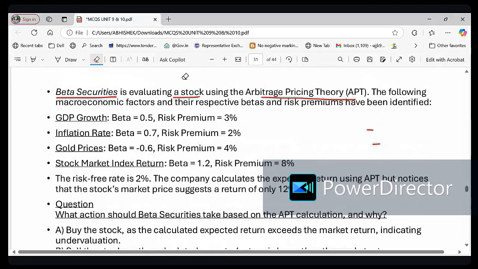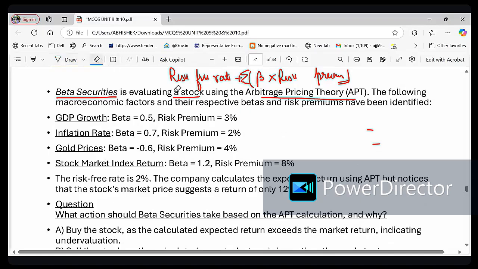So let me tell you the formula. What is the formula for calculating the expected return using APT? First you write the risk-free rate plus beta multiplied by risk premium, for each factor, right? You can think of it like cooking a dish. In a dish there are very many ingredients, and each ingredient adds its flavor, and you add all of them. So basically summation is more suitable here. Now the factors, the betas and the risk premiums have been given.